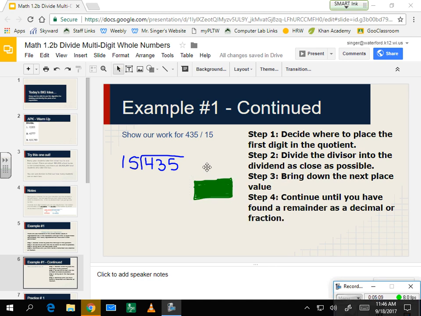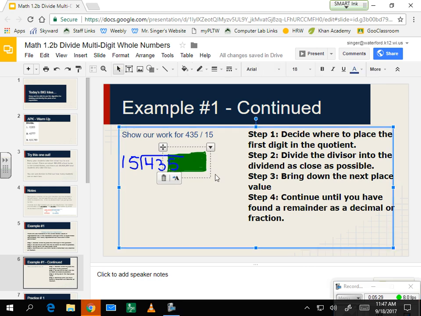Here's how it works. You start all the way at the end here and you just look at the first number, which is a 4. And you're asking yourself, can 15 go into 4? The answer is no, it's not big enough. So you slide down to the next place value. Now we're just looking at 15 and 43.